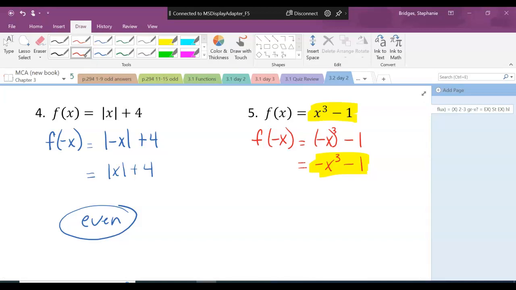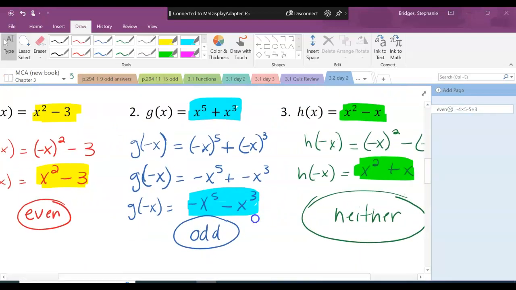I got two answers, odd and neither. It's odd if every sign changes. If only one of them changes, then it's neither. Even is nothing changes. It's odd when the whole thing changes, so all terms would have to change.